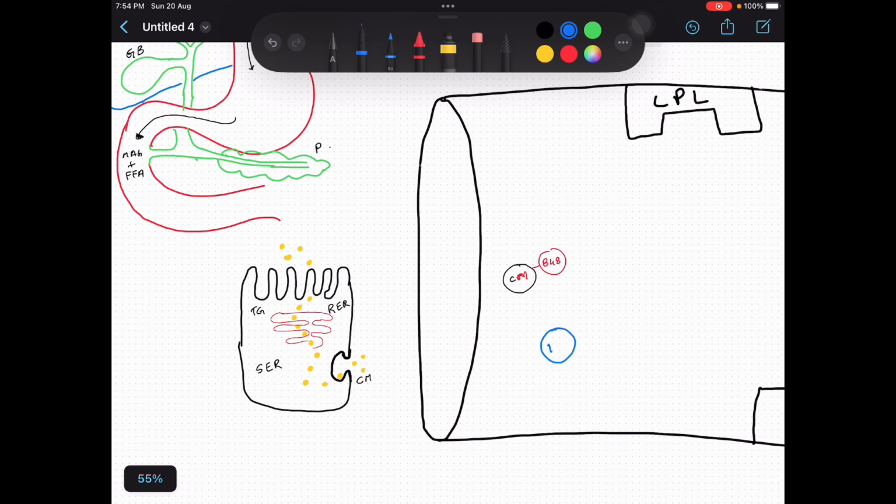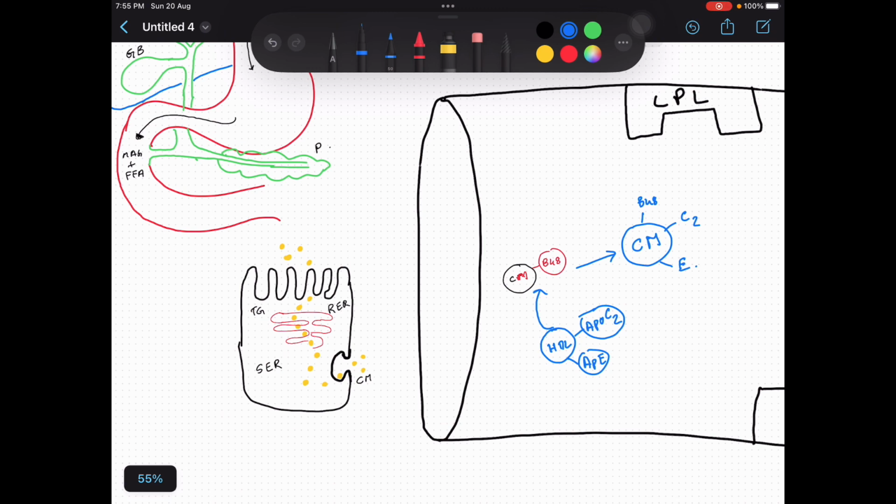And there is a particle called HDL. This HDL contains ApoC2 and ApoE. This ApoC2 and ApoE are transferred to the chylomicron and then convert the nascent chylomicron into a proper chylomicron. So now it contains B48, C2 and ApoE.